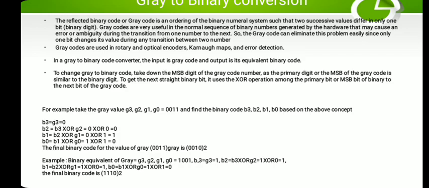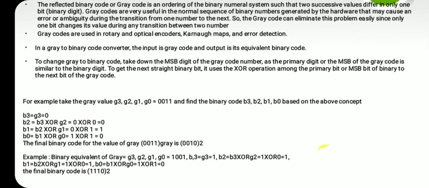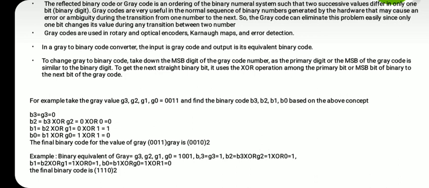An example is shown here, that is 0011, a 4-bit number. You have to convert it into binary. Again, this is a gray code, so start numbering from the MSB: G3, G2, G1, G0. So the first step is what? We'll start from the MSB, take the MSB as it is. So the MSB is 0, that is the first output of the binary code, 0.